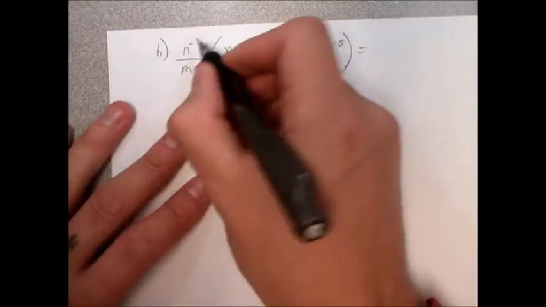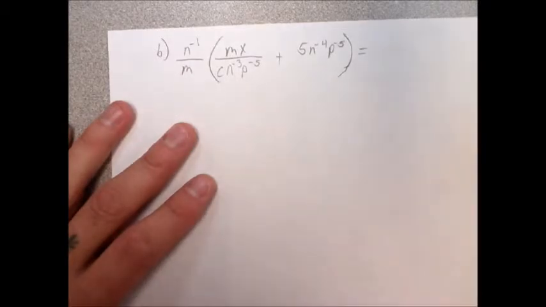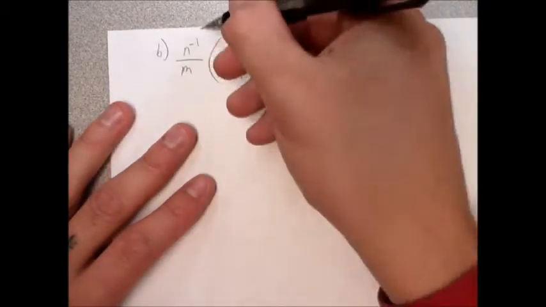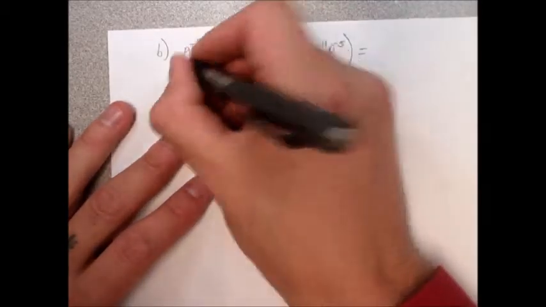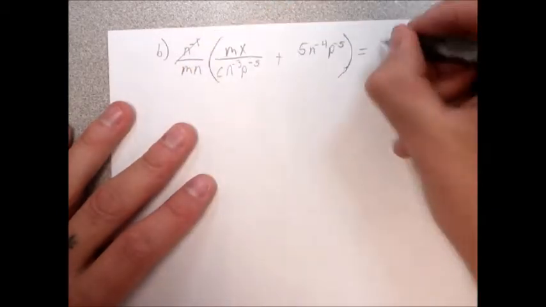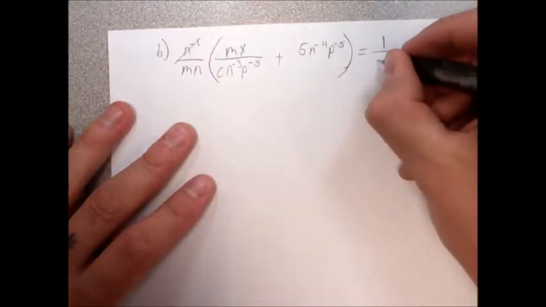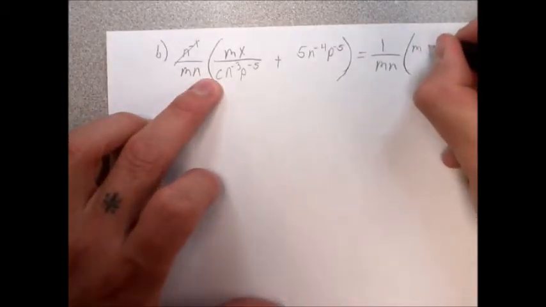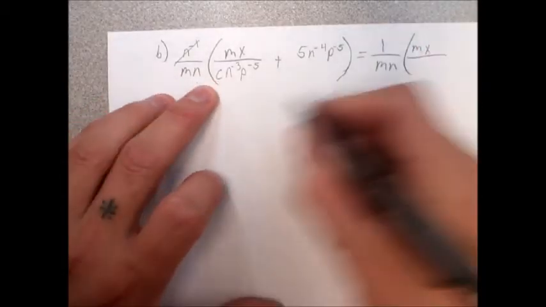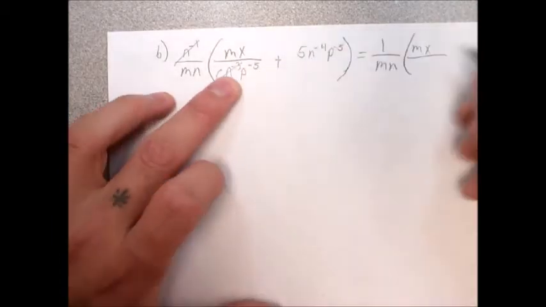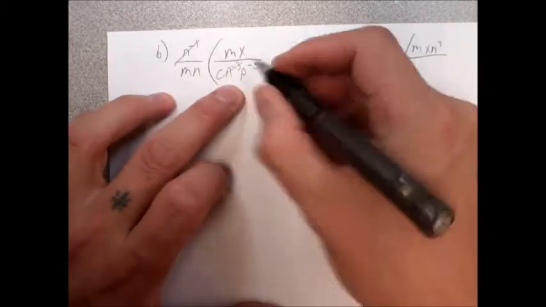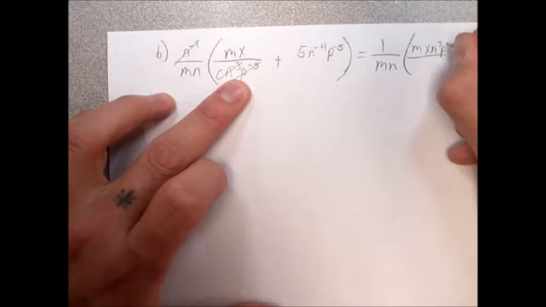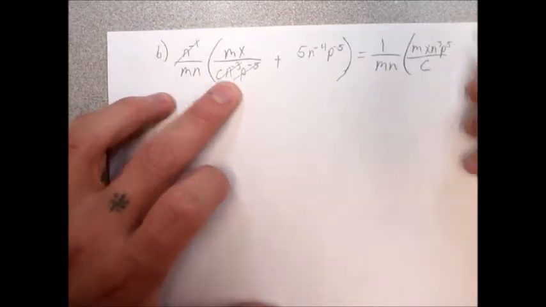So I'm just going to move all the things that are negative exponents to the top. Or if they're at the top, I'm going to move them to the bottom. So I'm going to move this n to the negative 1 down. It just becomes n. So I'm multiplying now by 1 over mn. And here I have mx still, but I have to move my n to the 3rd to the top. I have to move my p to the 5th to the top. And all I'm left with is c on the bottom.